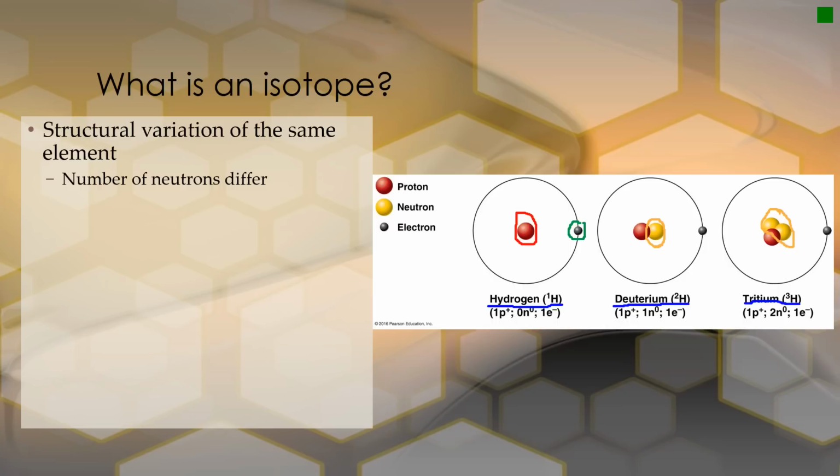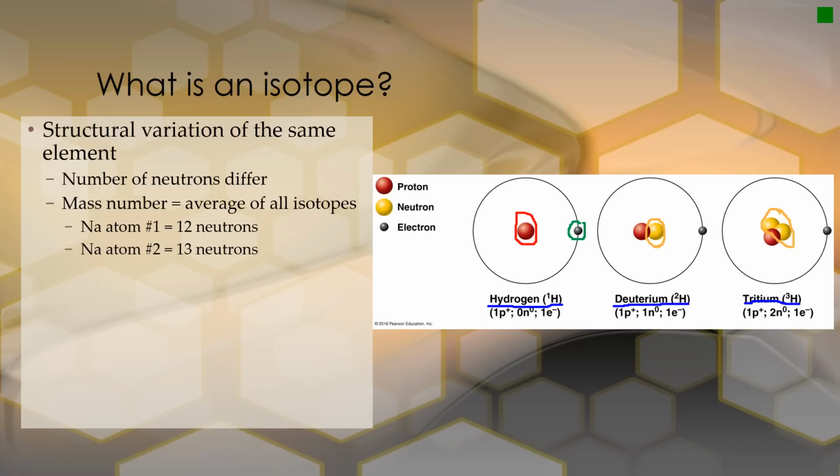We could do the same thing when we look at sodium. We've been looking at the sodium atom all the way along pretty much. Keeping in mind that the mass number is an average of all these isotopes, we would have to do the same thing for sodium. If we looked at sodium atom number 1, it might have 12 neutrons, as it did with the calculation we did earlier. But looking at another atom, that one might have 13 neutrons. Another atom might have 11 neutrons.